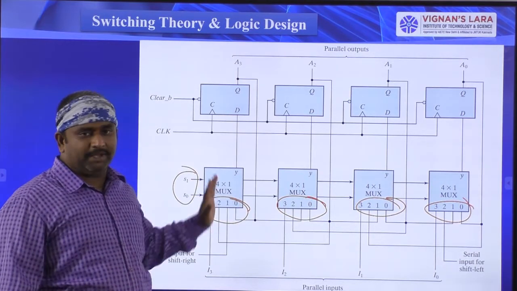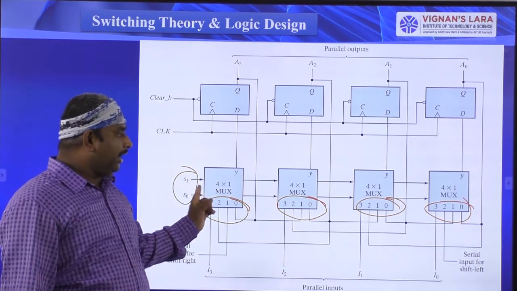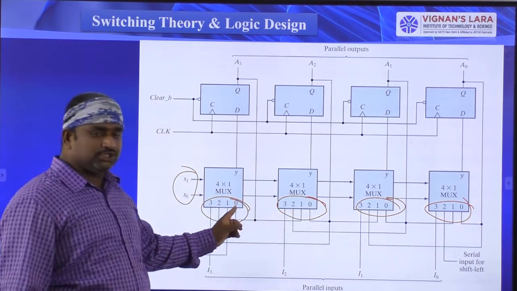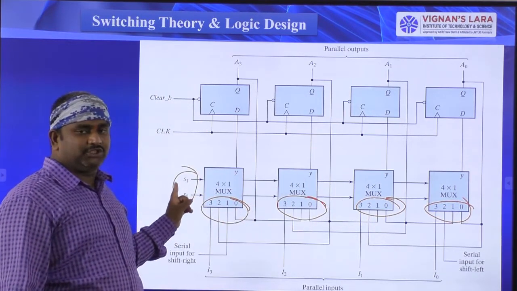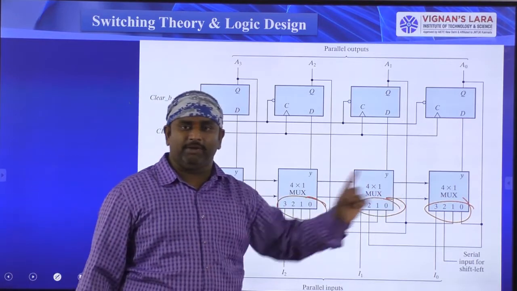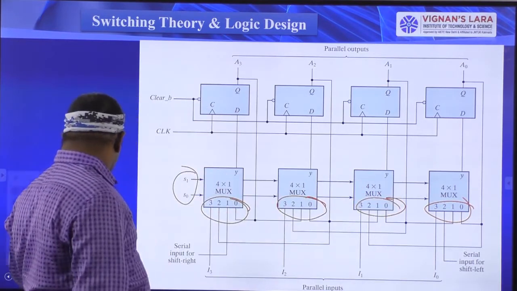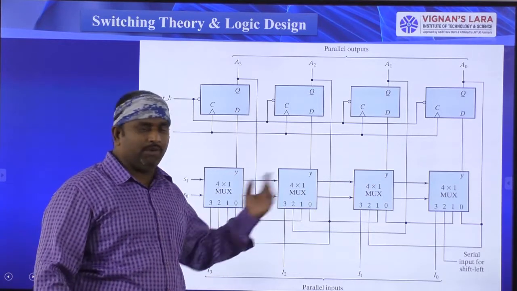So for these 4 muxes, when I select S0, S1 value 0, 0, in all the muxes the first terminal, the 0 terminal, is selected. When you select 0, 1, the next terminal, the one represented as 1, will be selected. You have to remember this. So here we have used the 4:1 mux.